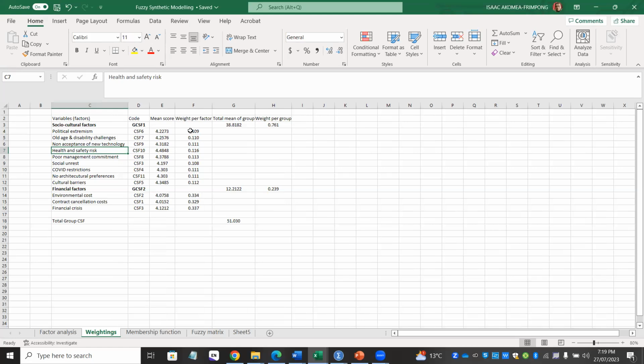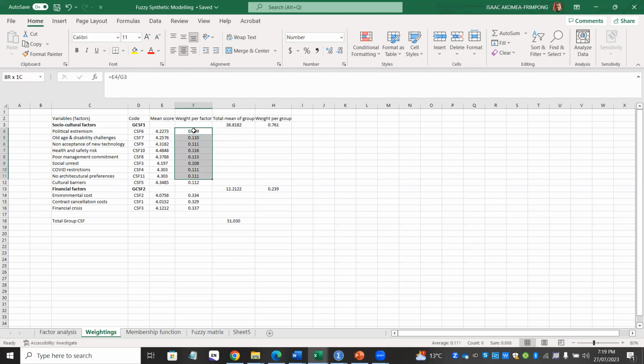So to get the contribution, this is what you have to do. If you pick the mean score of any of the variables, you divide that mean score by the total mean of the group. So that means 4.2273 divided by the total mean of the group, which is 38.882, and that will give you this. You do the same for each of the variables or the factors in the group.